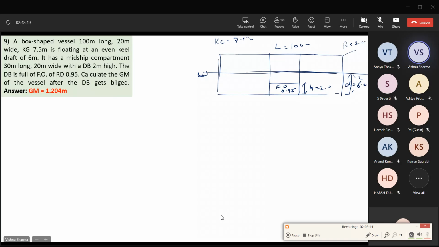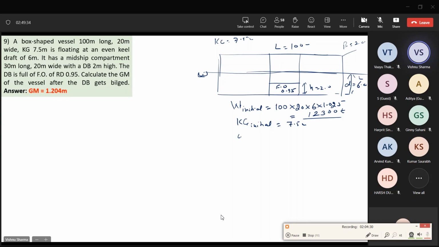Okay. What are we going to do now? See, first let me calculate the displacement of the vessel in the initial condition. Displacement in the initial condition will be length into breadth into draft into density. Can you please calculate and tell me what is that displacement coming to? 12300 tons. Okay. The KG of the vessel in the initial condition is given in the question, 7.5 meters.